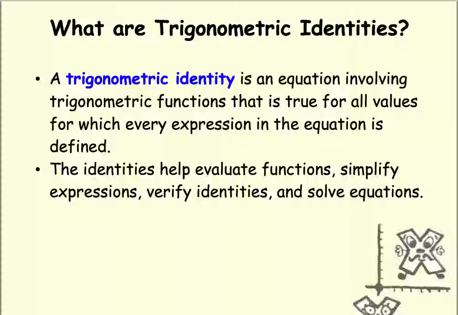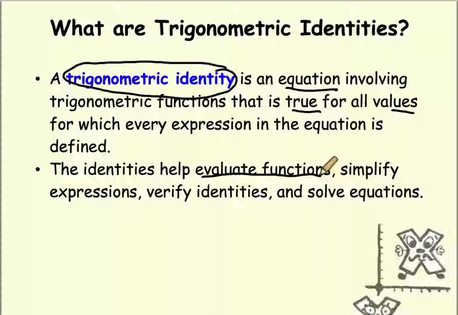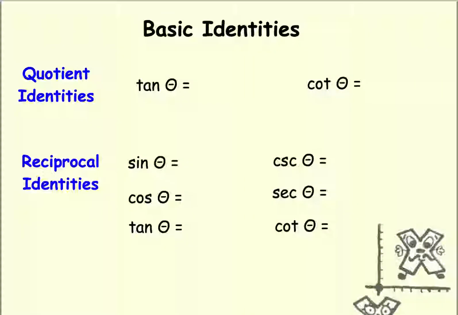So first, think of it like an algebraic equation. That's kind of like what they look like. So a trig identity is an equation, so it has to have an equal sign. It involves trig functions, and it has to be true for all the values for which every expression in the equation is defined. They help us evaluate functions, simplify expressions, verify identities, which we'll spend quite a bit of time on, and solve equations.